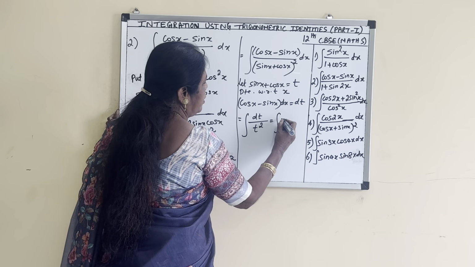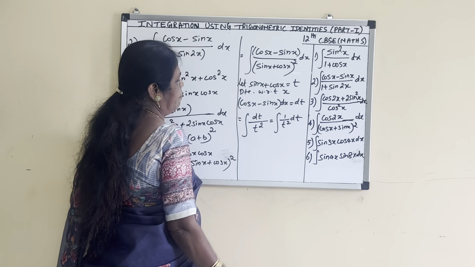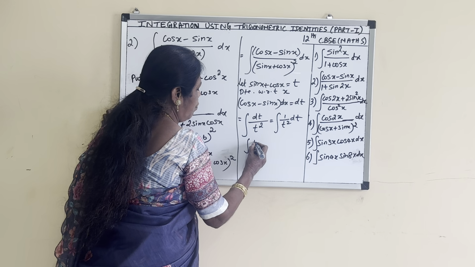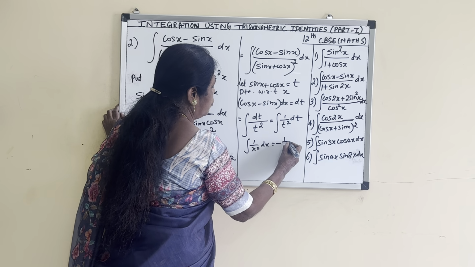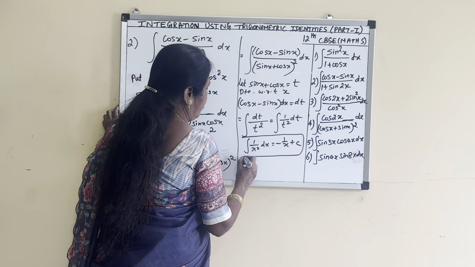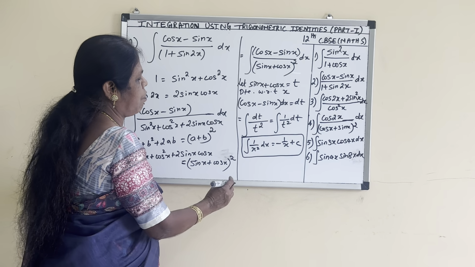That is nothing but integration of 1 by t squared into dt. So, I will write the formula: integration of 1 by x squared into dx equals minus 1 by x plus c. This is the formula; whenever I am writing a formula, I will put it in a box. Right. So, this is the formula.